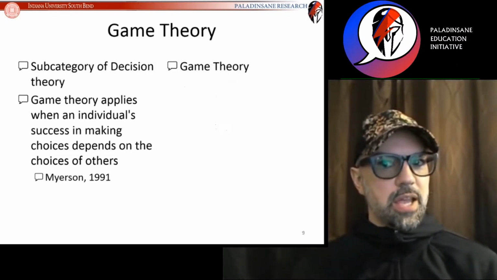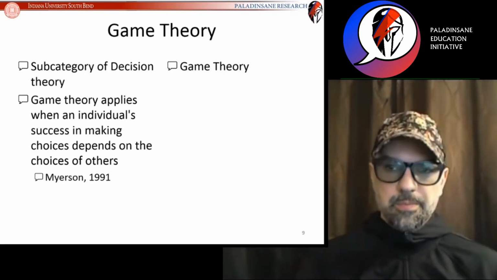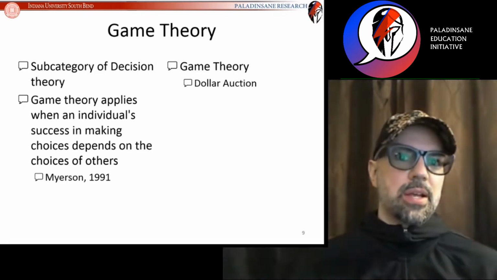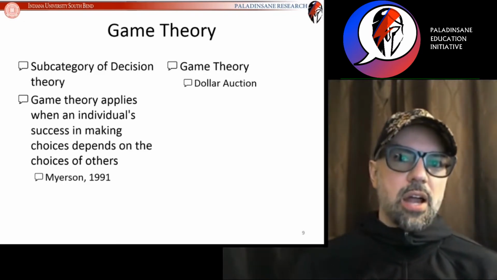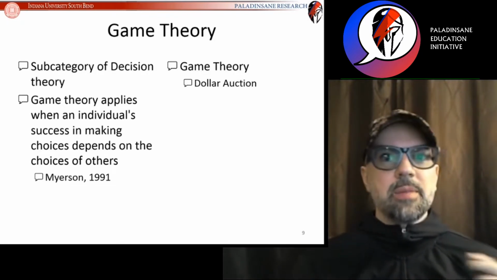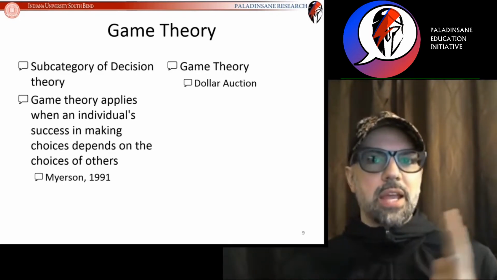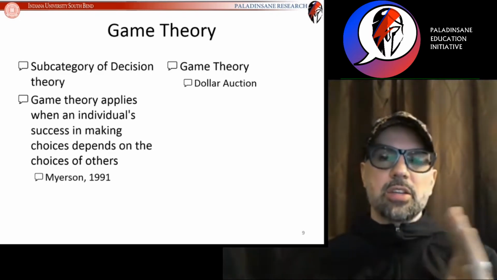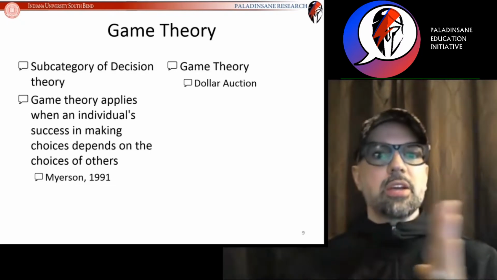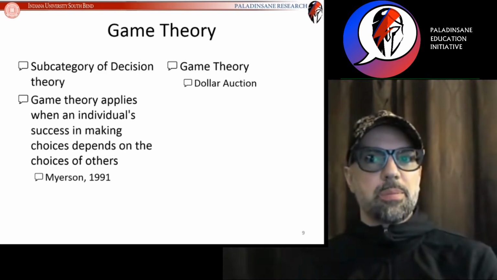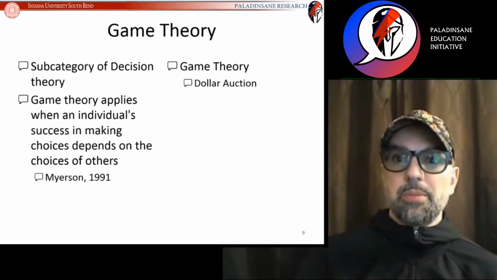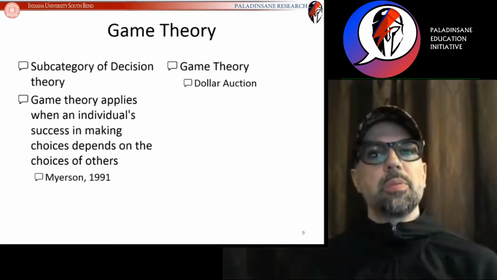So what is part of game theory? Well, one that we've seen that is part of game theory is the dollar auction. So the dollar auction is a part of game theory because how successful you are at the dollar auction depends upon what other people do. And the easiest example of that is that if you bid $5 and nobody else bids anything, if they make the choice of not bidding anything once you bid $5, then you will be incredibly successful with your decision to bid $5. On the other hand, if you bid $5 and then somebody else bids $10 on top of you, you will be less successful.